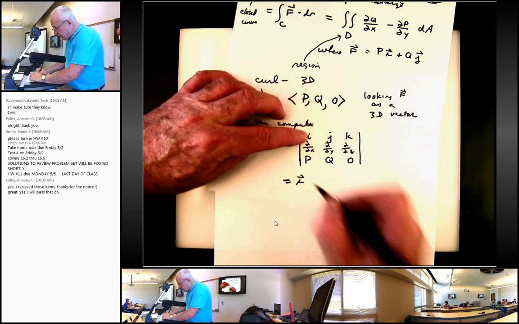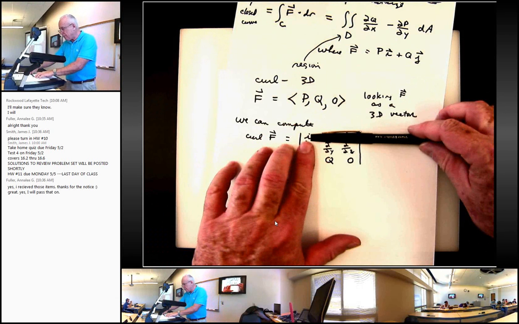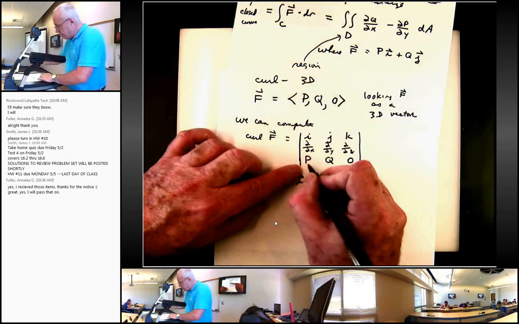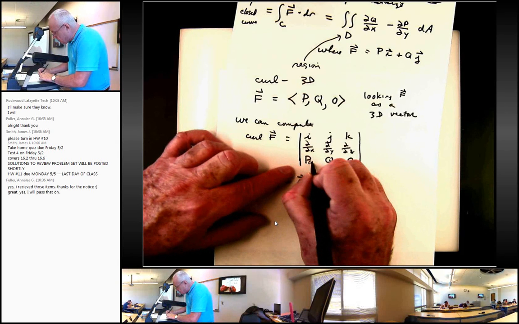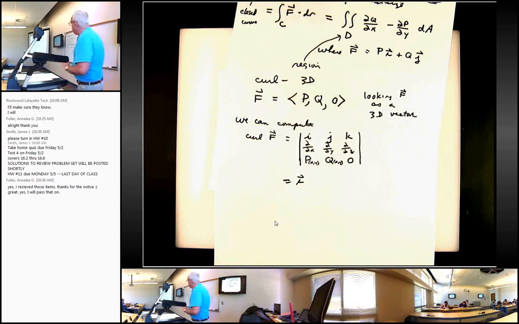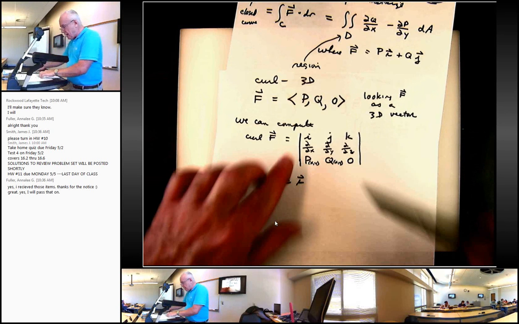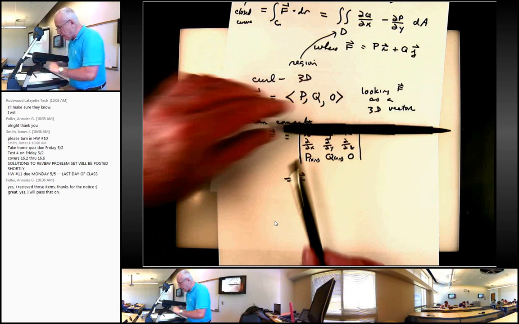First of all, we look at the i, and we blot out everything here. And now remember, p and q are functions of x and y. I need to put that in here. They don't have any z in them. We're strictly talking two-dimensional. So for i, I block out the first row and the first column.